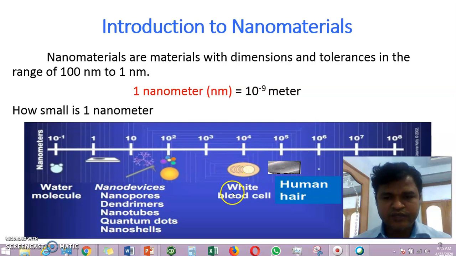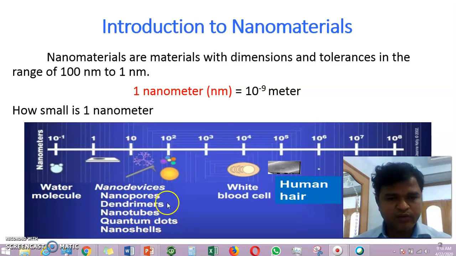And taking the white blood cells available in the blood, this white blood cell size is 10 to the power of 4 nanometers. The size between 1 and 100 nanometers is known as nanomaterials. Nanomaterials have different applications, like nano devices we can synthesize. They contain nanopores. They have nanodendrites. These are the dendrites we can see here, known as nanodendrites.